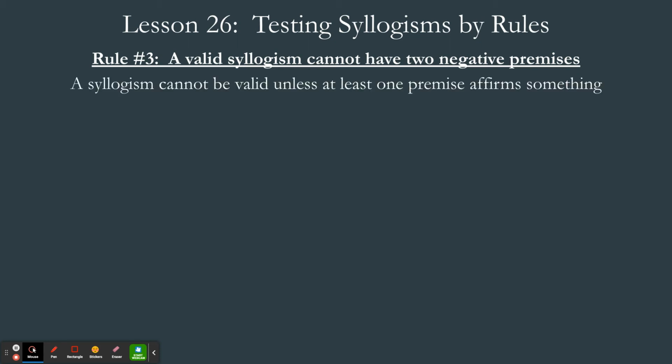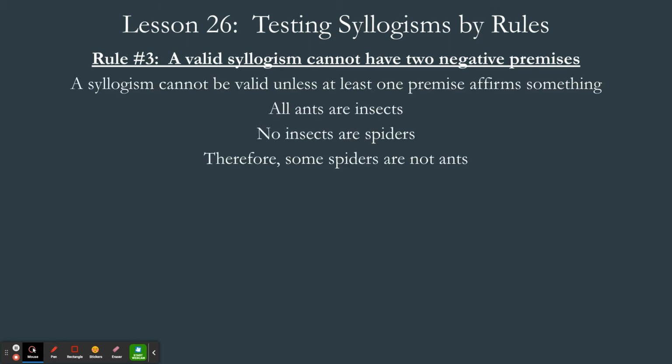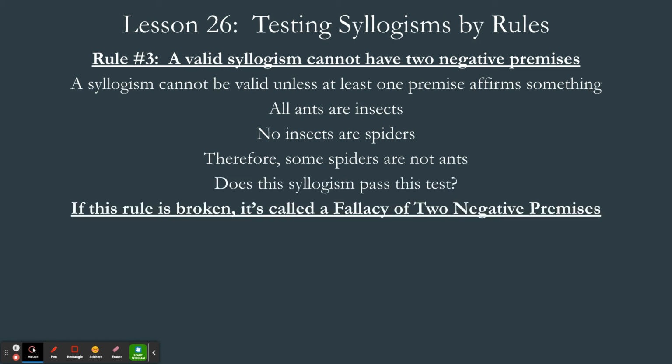This one's not super complicated, right? So let's ask this question. Does our sample syllogism pass that rule? Yes, it doesn't have 2 negative premises. Okay, so this is as simple as counting 1, 2. If you see 2 negative premises, it's broken rule number 3. If you see 0 or 1 negative premises, it might be invalid, but it hasn't broken rule number 3. If this rule is broken, it's called a fallacy of 2 negative premises. Okay? So our sample syllogism, all ants are insects, no insects are spiders, therefore some spiders are not ants, has passed rule number 1, it's passed rule number 2, it's passed rule number 3.